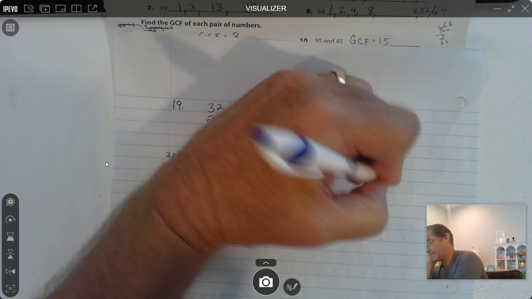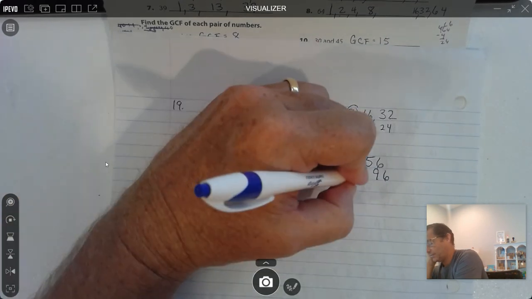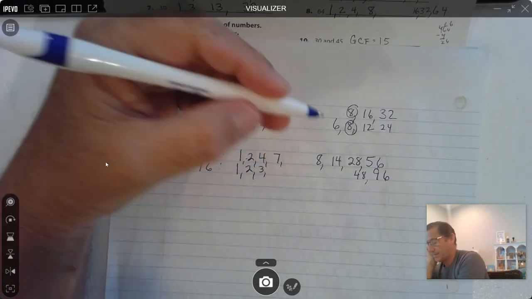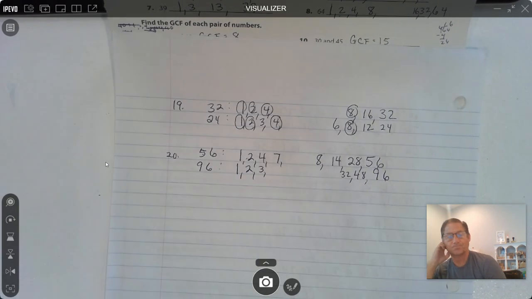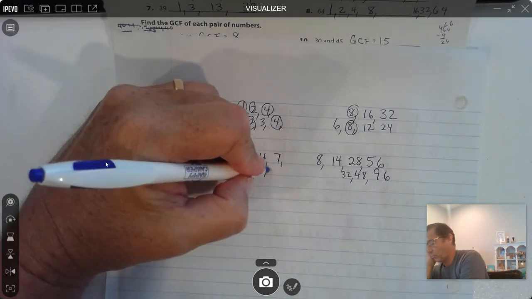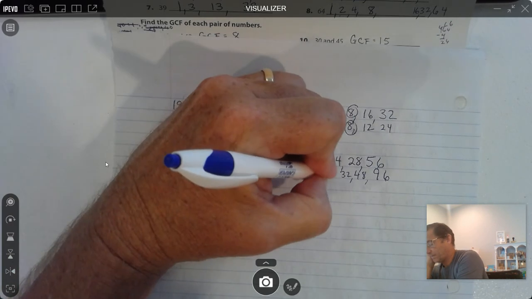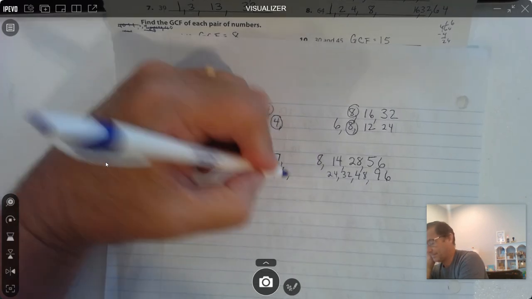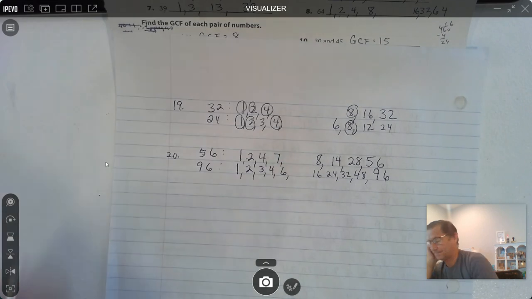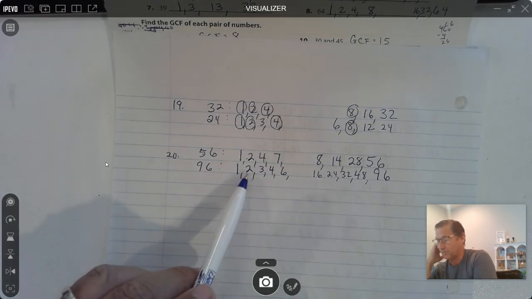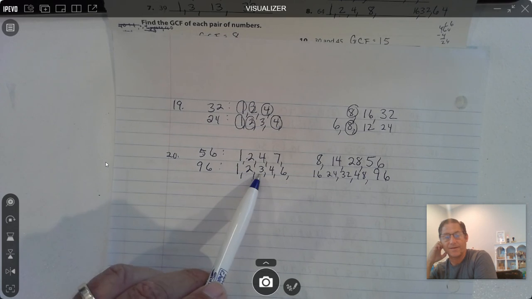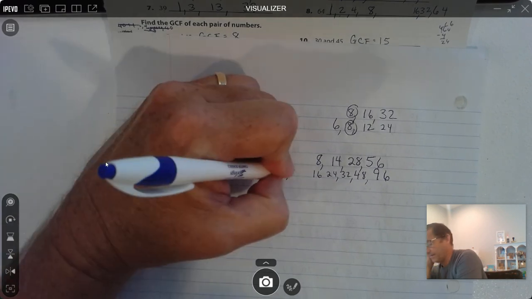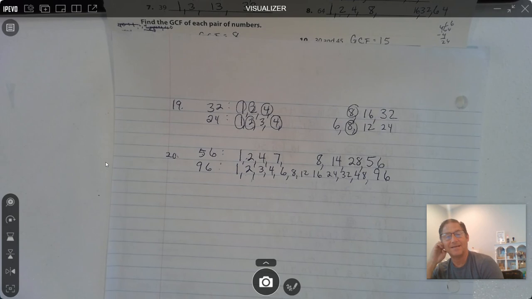96. We know 1 and 96. We know 2 and 48. 3 is a factor of 96. 3 and 32. 4 is a factor of 96. 4 and 24. 5 is not, but 6 is. Again, I knew 6 is because it also has factors of 2 and 3. 7 is not a factor of 96. 8 is a factor of 96, 8 times 12. 9 is not a factor of 96.